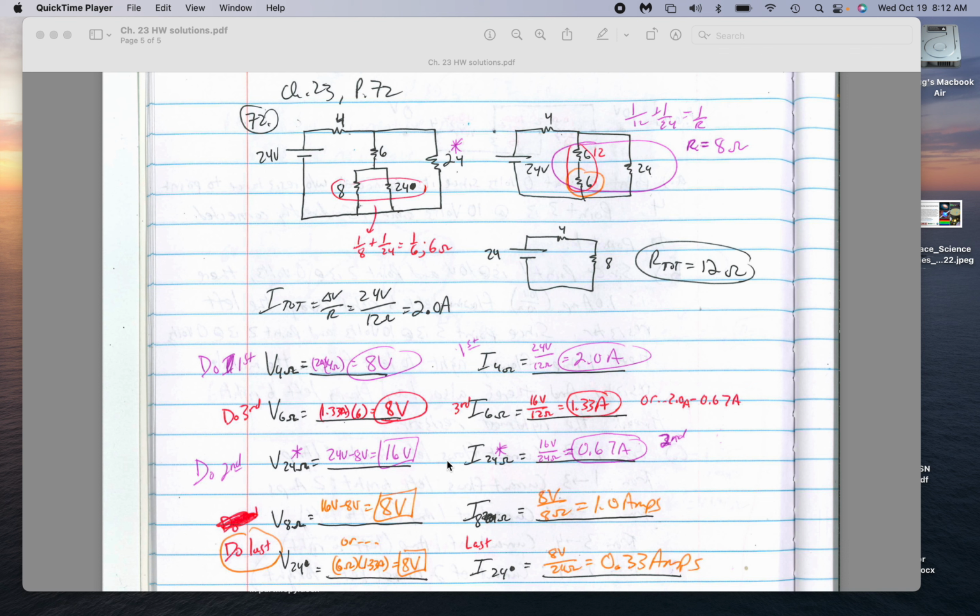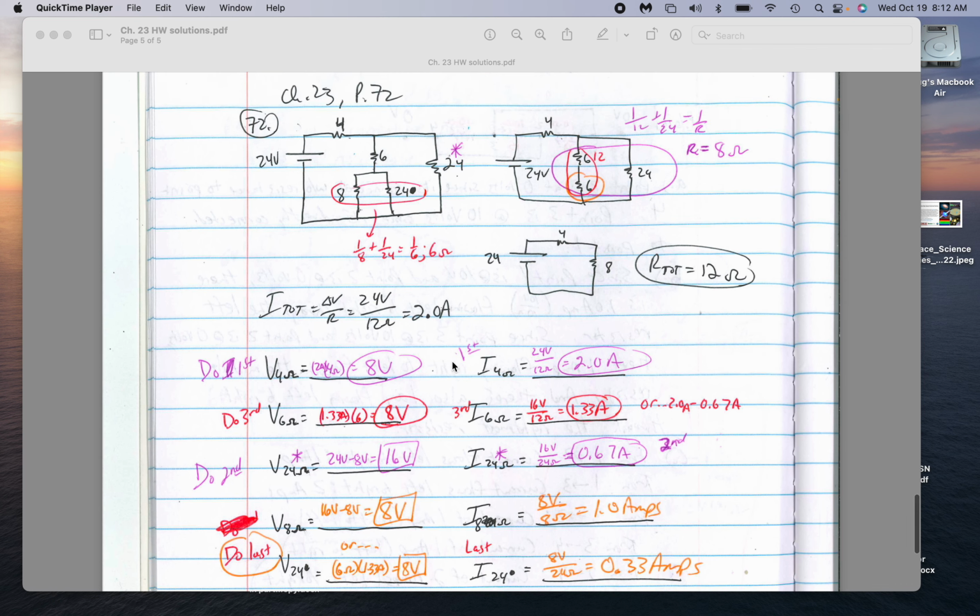You could also have said that if we had 8 volts here and we have 24 volts total, 24 volts minus 8 volts used at the 4 ohm resistor would give me 16 volts left to use at the 24 ohm resistor. Either way, when you get this, 16 volts divided by 24 ohms, which is the voltage and resistance of that path, gives me 0.67 amps.